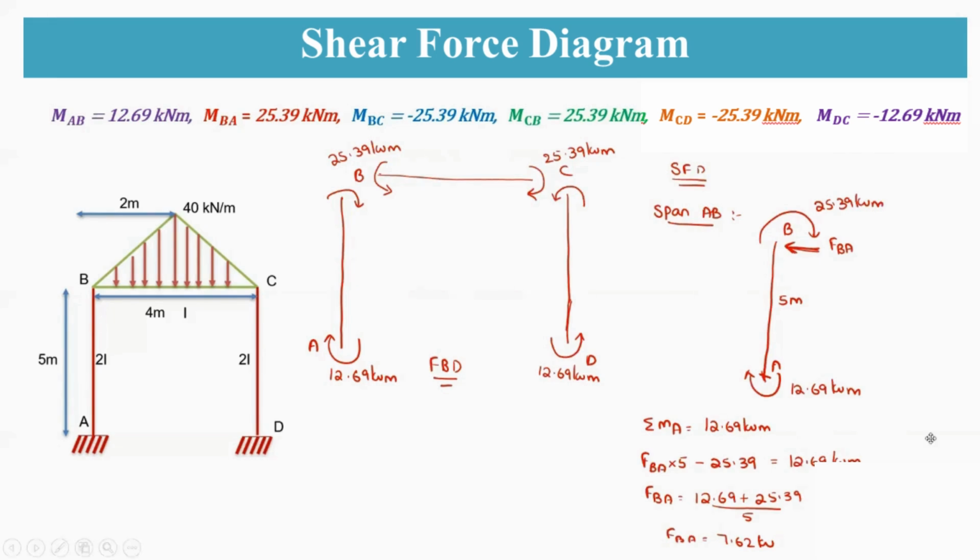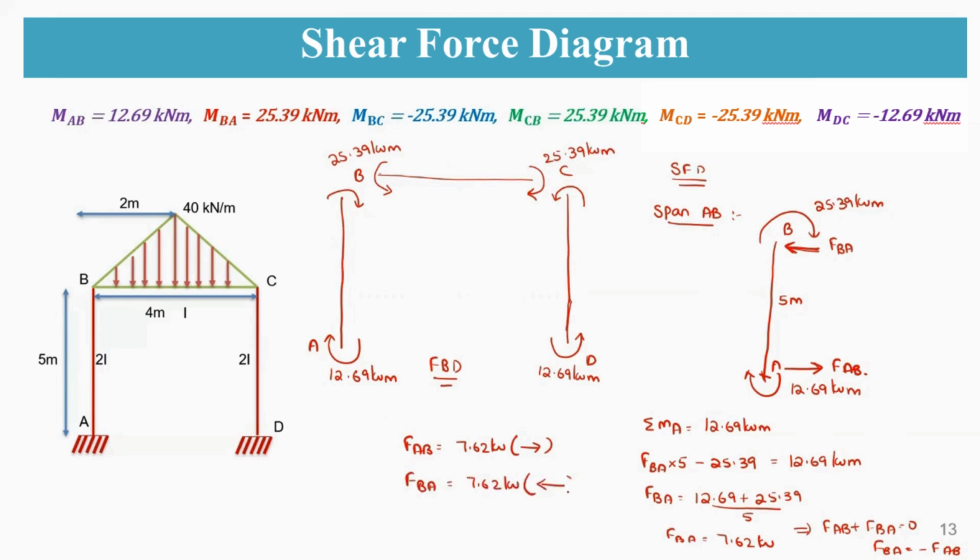So now, as we are getting FBA, FAB should be in the opposite direction. That implies FAB plus FBA should be equal to 0, so FBA should be minus of FAB. So that means this will be in this direction. So that is your FAB, right? So I can just write down FAB is equal to 7.62 kilonewton, which is in this direction, and then FBA will be equal to 7.62 kilonewton, opposite direction.